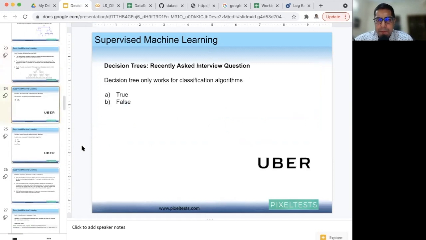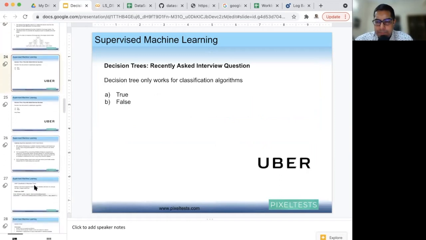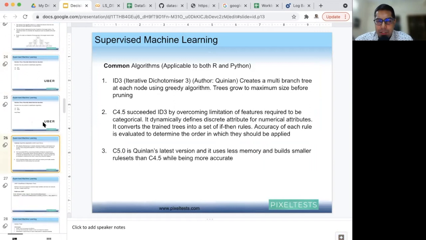Okay. First question, just randomly asked. DTs only work for classification algorithms. Is that true or false? False. They work well for both. Okay. Answer is indeed false. So now let's look at a few of the evolution of our Python scikit-learns.